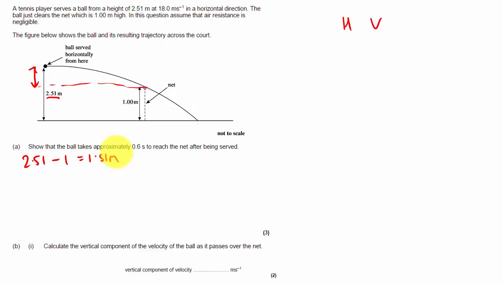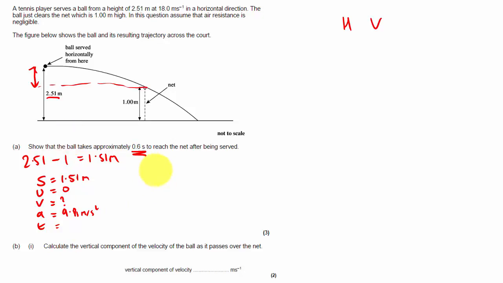Right, so what I need to do is get out the old trusty SUVAT equations. Think about what numbers I actually do have. I know the height of the fall is 1.51 meters. The initial velocity in the vertical is 0, because remember horizontal and vertical are separate. The final velocity, I don't know. The acceleration is 9.81 meters per second squared. And the time is what I'm trying to find, because it's a show that question.